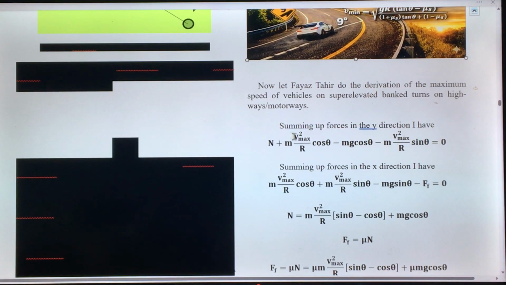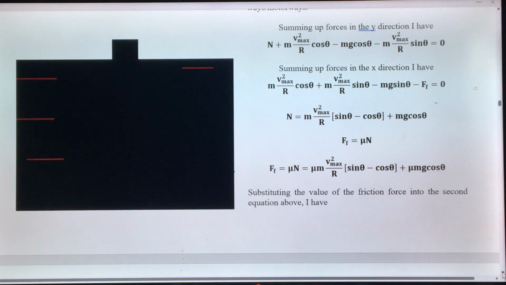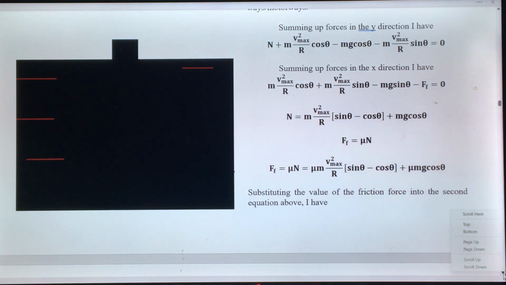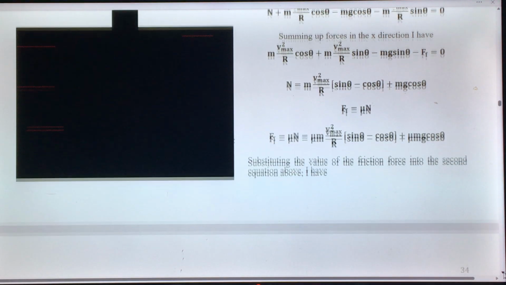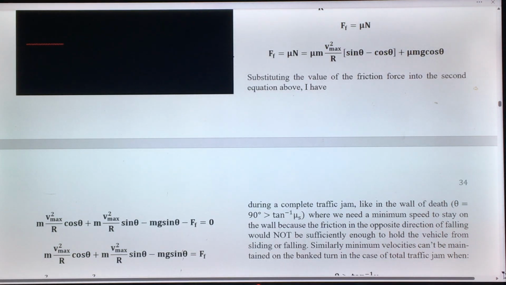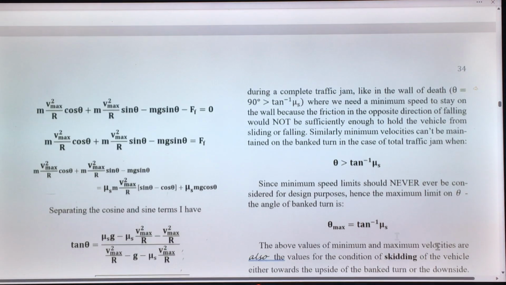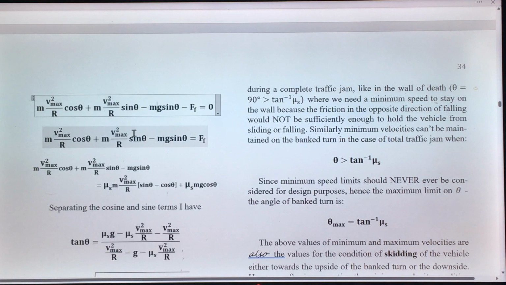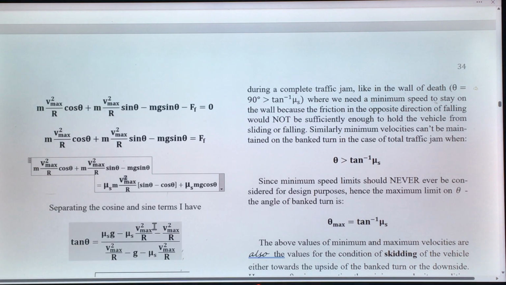So we have N plus m v square max over r cos theta minus and so on. Summing up forces in the x direction, I have this. So we have this, N is equal to this. This is just a recap. I have done it previously in my previous video. Okay, the frictional force is mu N, F is equal to mu N is equal to this. Substituting the value of the friction force into the second equation above, I have, so I get this equation, and then I get this equation, and then I get this slightly bigger equation, separating the cosine and the sine terms.